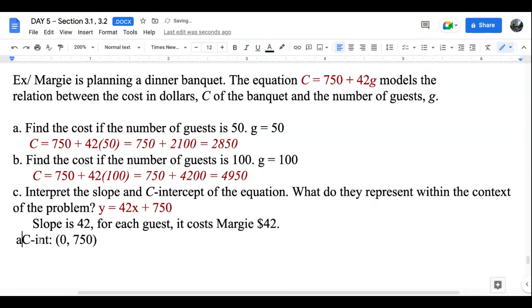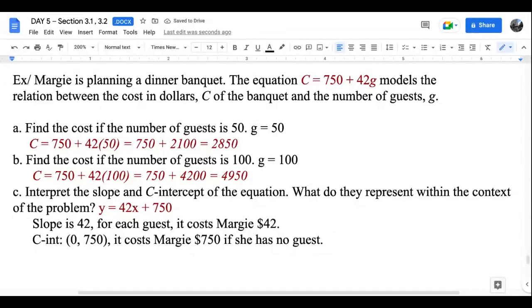What about the C-intercept? The C-intercept is 0, 750, which means it costs Margie $750 if she has no guests. Even if she has no guests, the overhead of this banquet is $750. Then each guest is going to cost her $42. Does anyone have any questions?